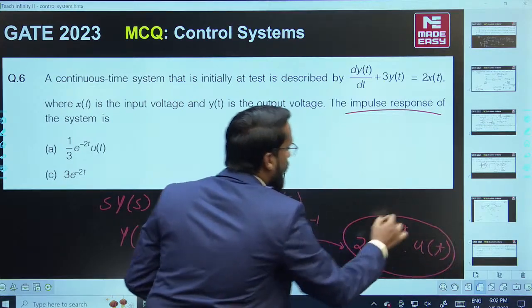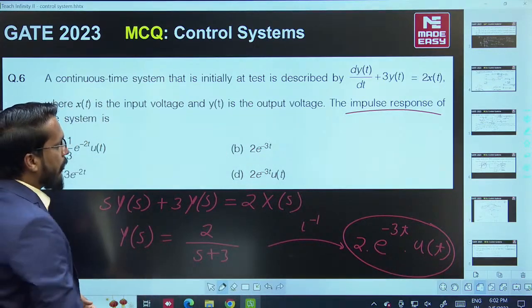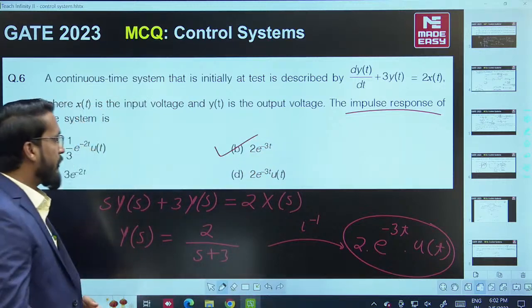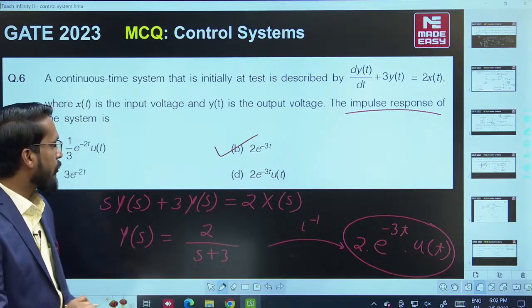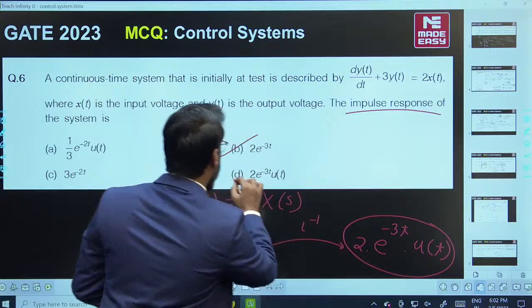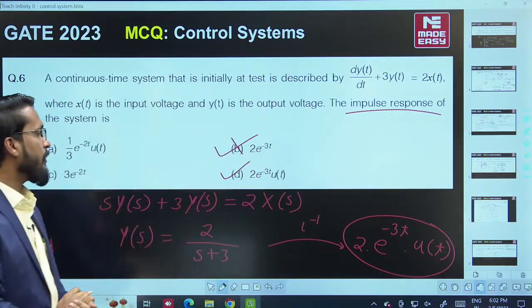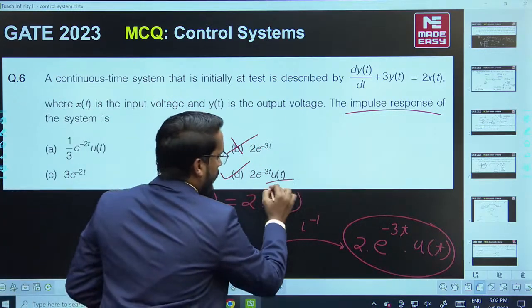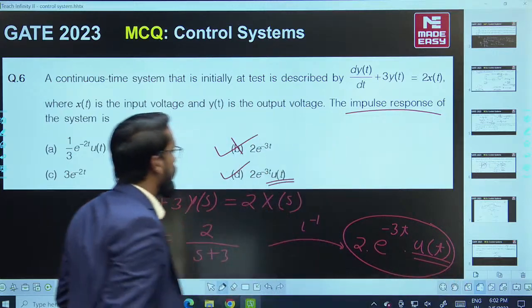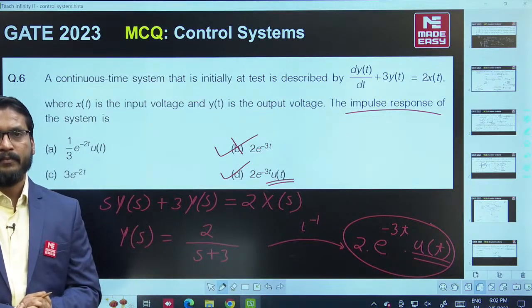If we observe the given options, option B is correct. Sorry, option D is going to be correct, because we are going to consider obviously u of t like this. This is the answer of the particular question.